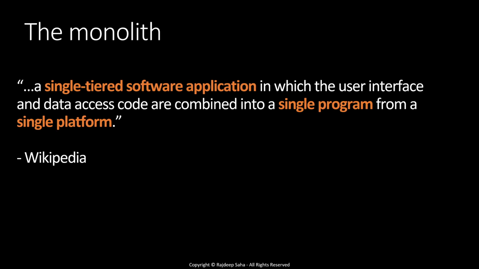Before we learn about microservices, let's take a look at the elephant in the room, the monolith. A monolith is a single-tiered software application in which the user interface and data access code are combined into a single program from a single platform. Some examples of monolith are a single Java jar file which handles business logic for different areas of your project, or a COBOL program handling different functionalities.